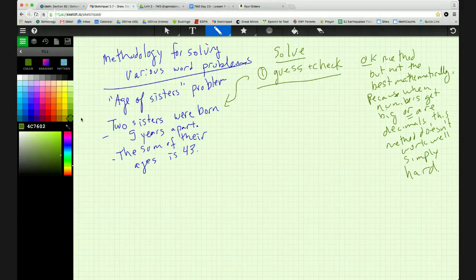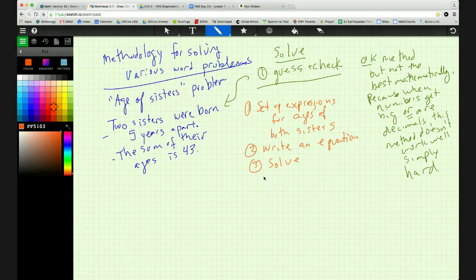And the way that we need to do that is, step 1, we are going to set up expressions for the ages of both sisters. And 2, we're going to then write an equation. And 3, we're going to solve, and then 4, we're going to check our answer. Okay, so we're going to leave off this guess and check thing, and we're going to stick with this method right here.